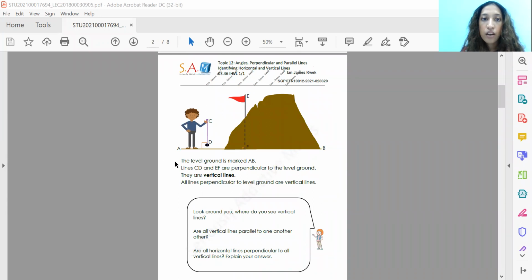Now, what about vertical lines? The level ground marked is AB. Lines CD and EF are perpendicular to the level ground. So these are called vertical lines. The one in yellow is a vertical line. So all lines perpendicular to level ground are vertical lines. All right, so vertical lines, horizontal lines.